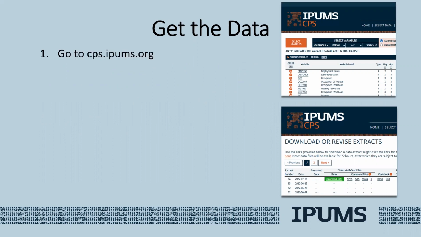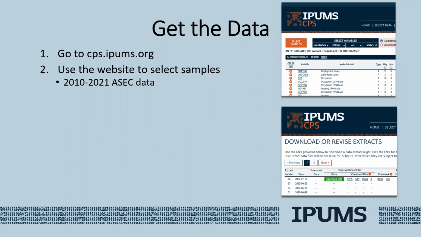For those of you familiar with the IPUMS CPS website, you will recognize these little screen grabs over here as our website. So we'll go to that website and use it to select our samples of interest. In this case, we're going to choose the 2010 through the 2021 ASEC samples. The supplemental poverty measure only became available beginning in 2010. So that's where we'll start our analysis.